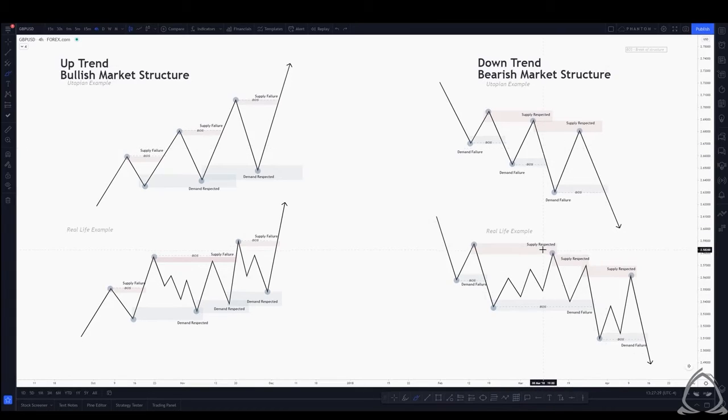Now we'll look at a real life example just to add a little bit more context, because of course the textbook example does not translate well to a price chart. So what we can see is, again, we create this lower low and a lower high on the correction. We have our demand zone. Price breaks to the downside. We create that lower low. We've seen a demand zone failure.